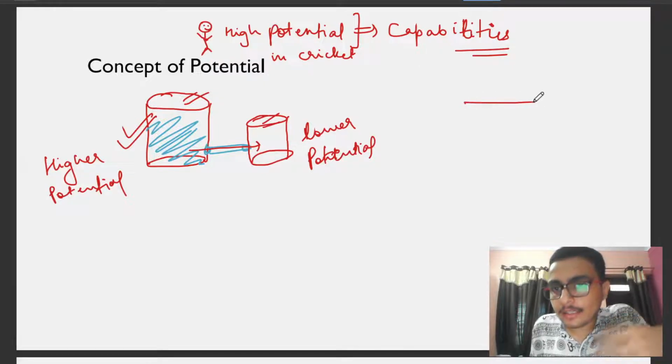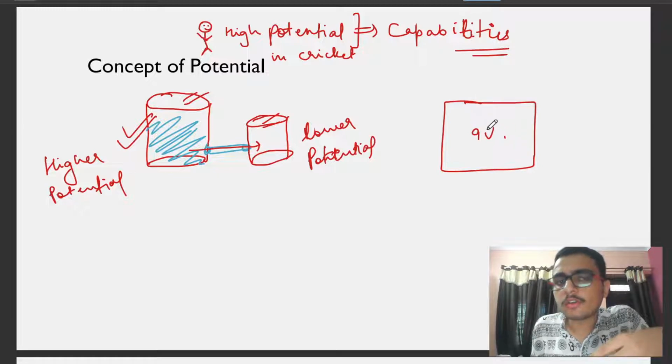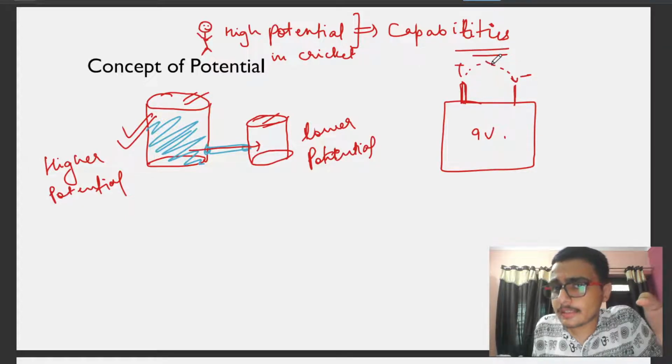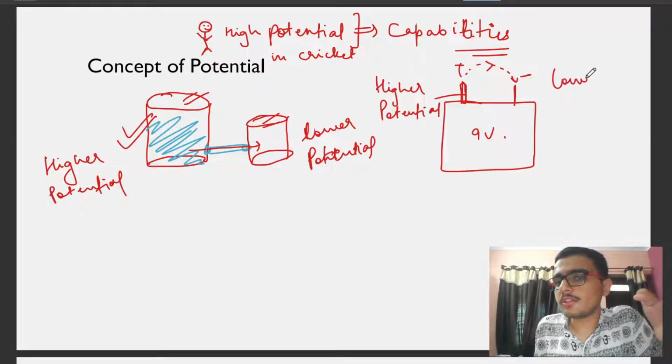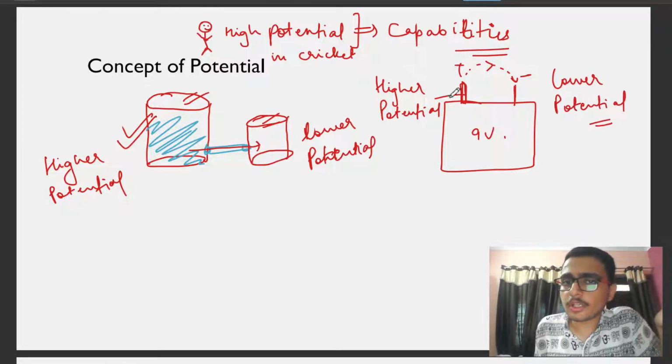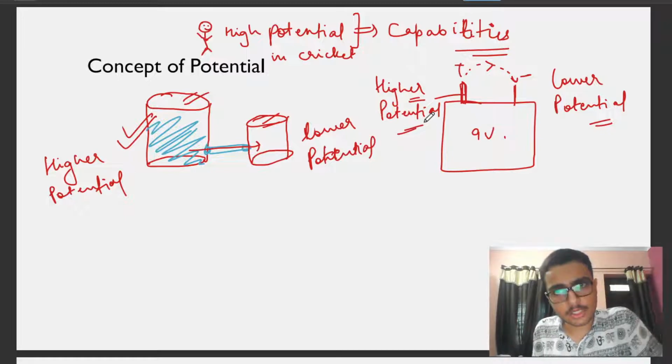Similarly, our batteries. Let me take an example. Let's take a 9-volt battery. Volt, okay, we'll discuss what is volt. Here we have a positive terminal, here we have a negative terminal. I told you current flows from positive to negative. So you can easily say that the positive terminal is at higher potential and the negative terminal is at lower potential. Of course, and yes, that is true. Negative is always at the lower potential and positive is always at the higher potential. That's the concept of potential.